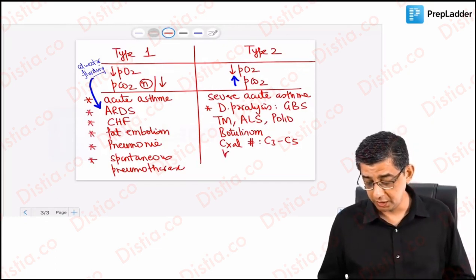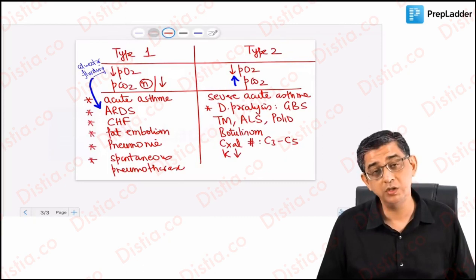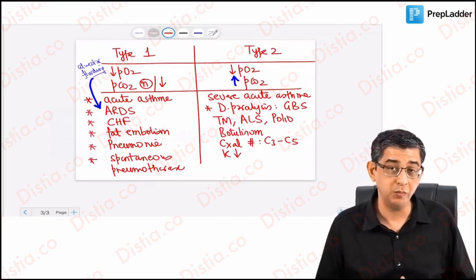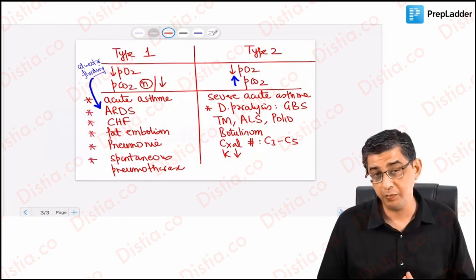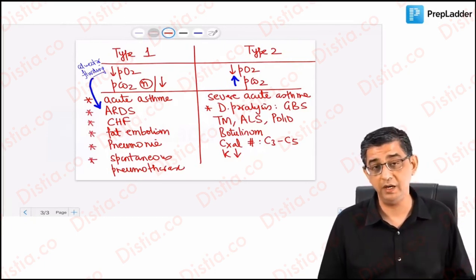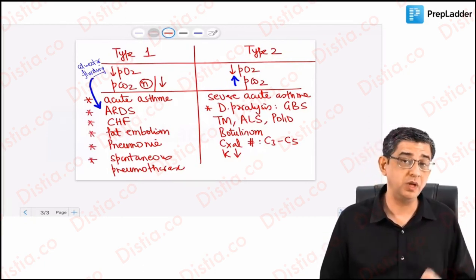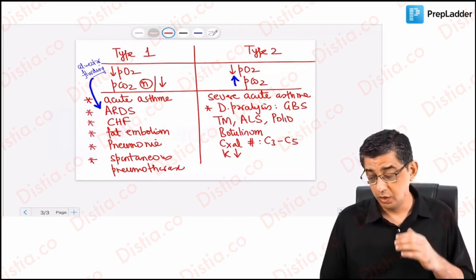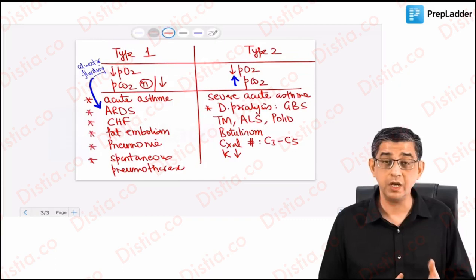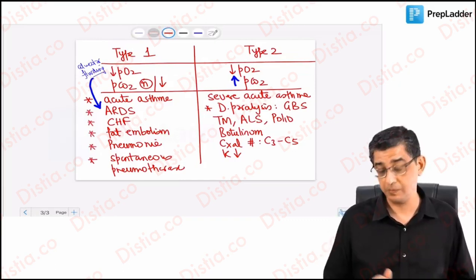He can mention electrolyte imbalance. No, the electrolyte imbalance that causes type 2 respiratory failure is hypokalemia. Why? Because if you go through ECG findings of hyper and hypokalemia, even there I have highlighted that hyperkalemia kills a man due to cardiac arrhythmia, but hypokalemia kills a man due to muscle paralysis. There is muscle cramps and there could be diaphragmatic paralysis also.